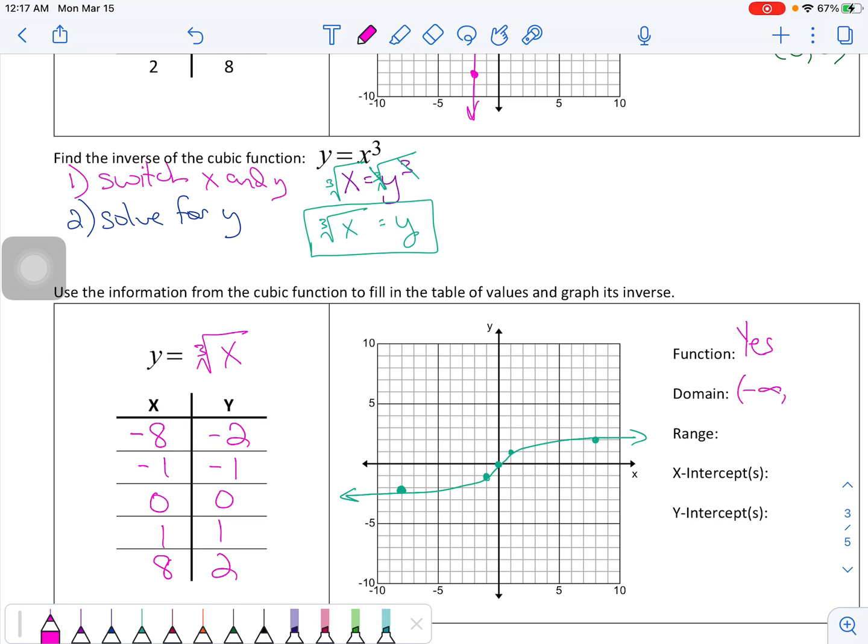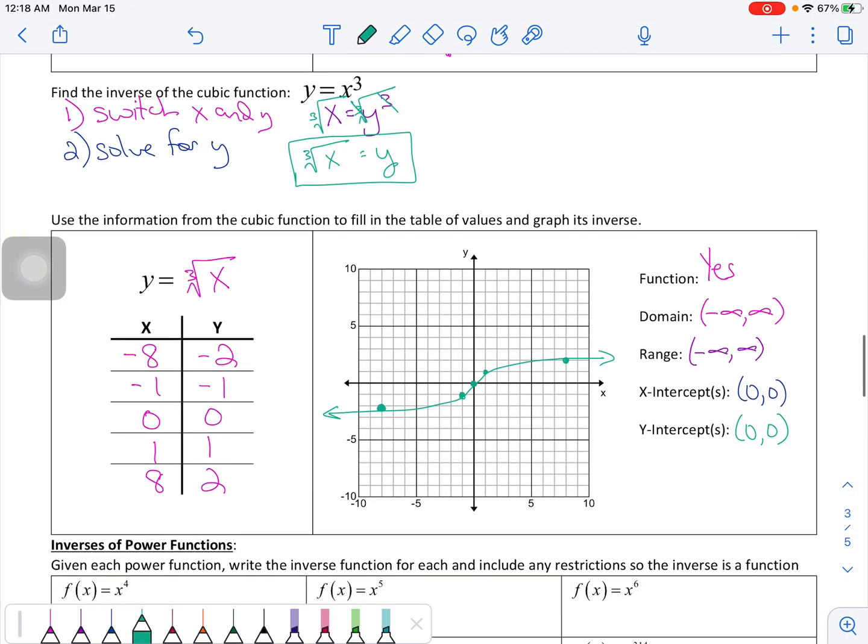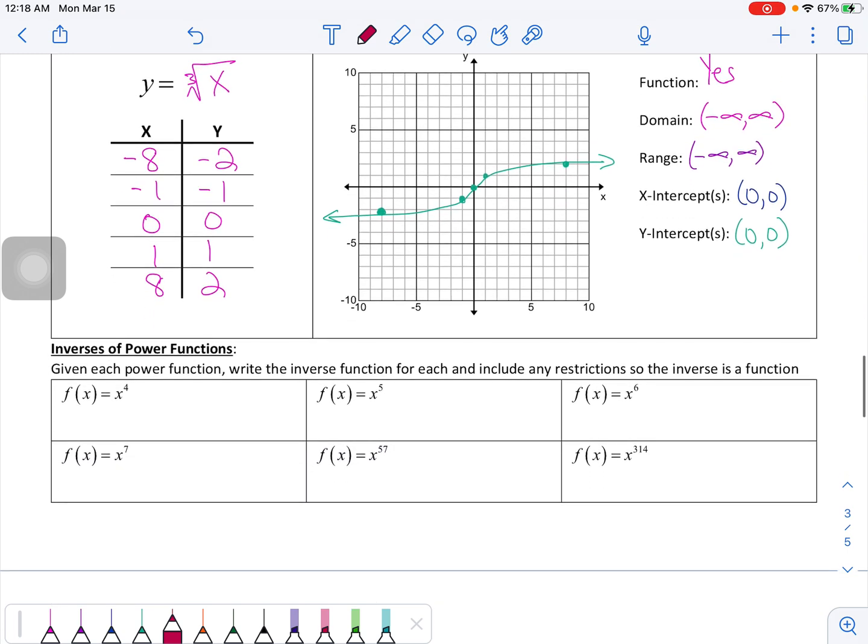The domain here are all your possible x values. That's going to be negative infinity to infinity. Range are all your possible y values. Again, negative infinity to infinity. X-intercept, 0, 0, and y-intercept is also 0, 0. All right, so that's the cube root function.